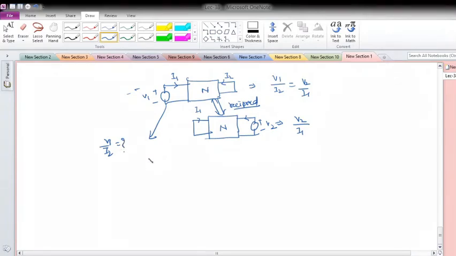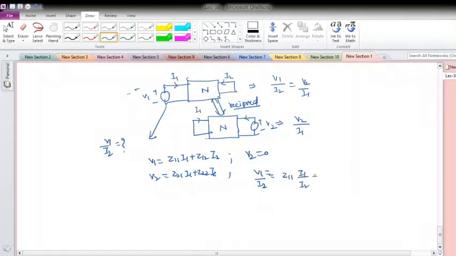So we know that V1 is equal to Z11 I1 plus Z12 I2. Similarly, we know V2 is equal to Z21 I1 plus Z22 I2. Now here if I am short circuiting this, what will happen? V2 will be equal to 0. So if V2 is 0, then from the first equation I can write V1 is equal to Z11 I1 plus Z12 I2. I will divide the first equation by I2, so you will get V1 upon I2 equal to Z11 I1 upon I2 plus Z12, right?